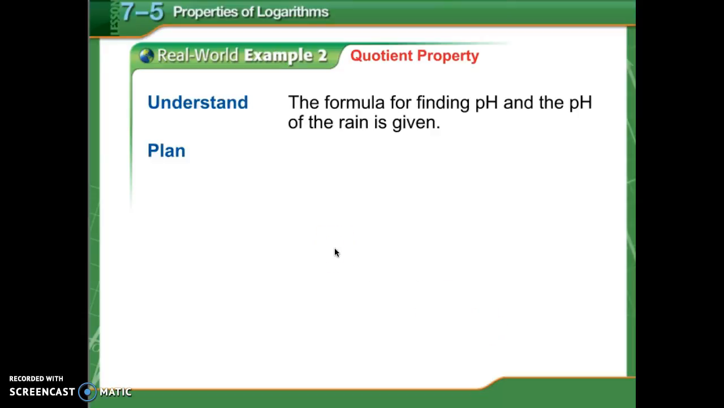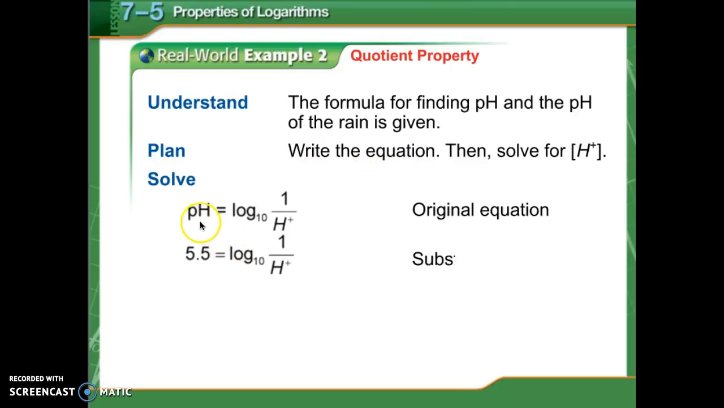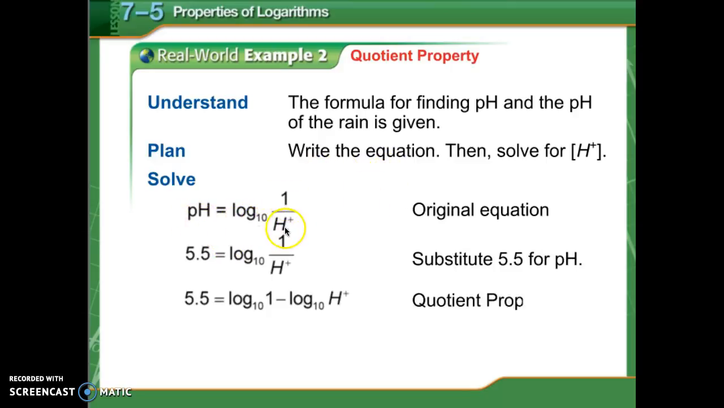So to set up our equation, we're going to write the equation with the value that they gave us. The equation was pH equals log base 10 of 1 over H, and the pH was 5.5. So log base 10 of 1 over H is the same as log base 10 of 1 minus log base 10 of H. Log base 10 of 1, 10 to what power gives us 1? Well, that's 0. 10 to the 0 power is 1. So 0 minus log base 10 of H gives us 5.5.